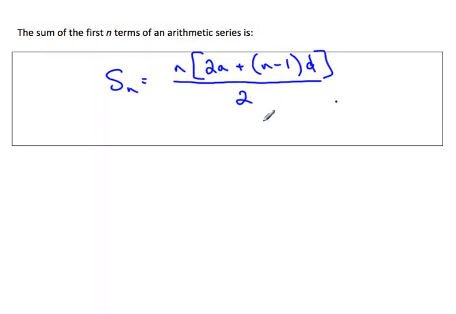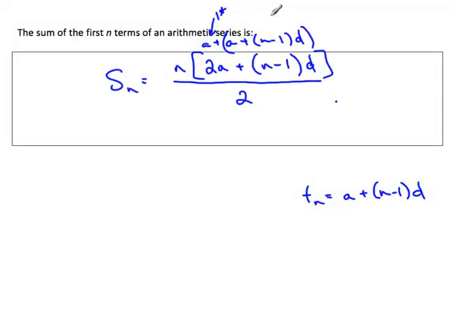Now, remember that the general term for an arithmetic sequence was t sub n is equal to a plus n minus 1 d. And you can see that here we've got that same thing, but we've added an extra a. And because a is the first term, we could separate that back out. So we could write this as a plus n minus 1 d. And if we did that and regrouped it like this, then this is the first term, and this is the last term of the series.